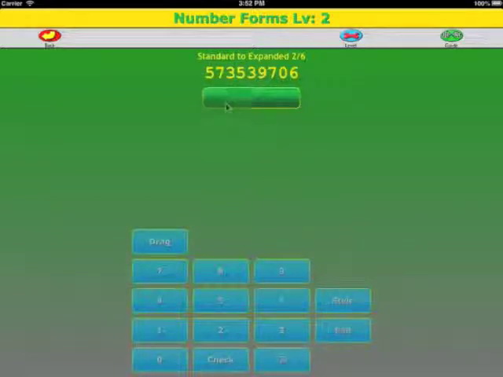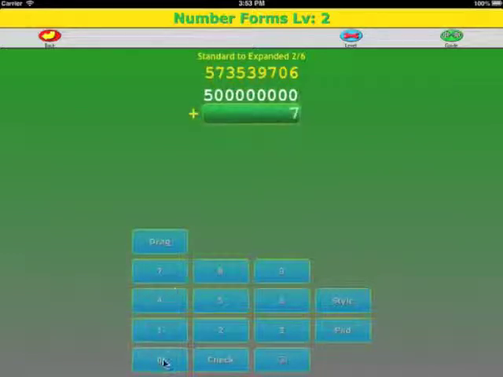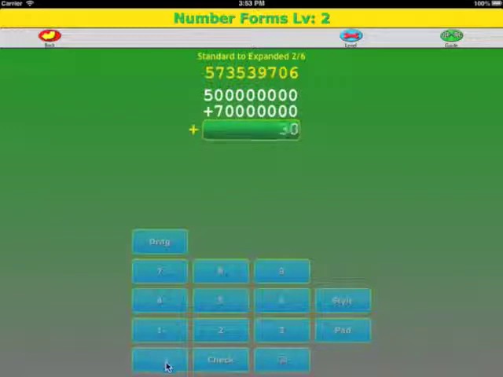Okay, let's do one more example. We group them in threes just to check. So this goes up to 100 millions. So the first digit is 5, and it's 500 million. The next one is 70 million. Next is 3 million.